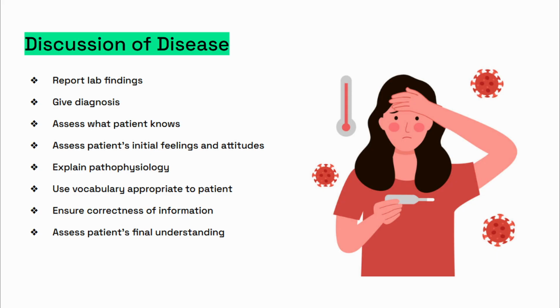Once you summarize the lab and physical results, you can move on to the diagnosis. You might say, for example, "After reviewing your test exams, we found that you have a condition called blah blah." At this point, it's helpful to ask, "What do you already know about the condition?" This question helps uncover any misinformation or assumptions the patient might have, especially if they've heard things from others or online.